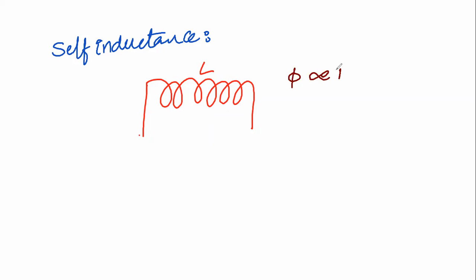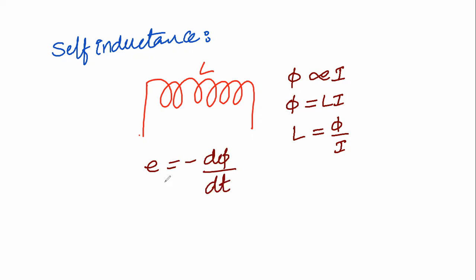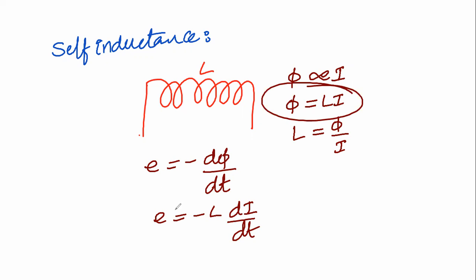So phi is proportional to I, or phi is equal to Li. Then L is called the coefficient of self-inductance. So L is equal to phi divided by I. Therefore induced EMF E is equal to minus d phi divided by dt. Otherwise E is equal to minus L into di divided by dt, because phi is equal to Li. So E is equal to minus L into di by dt.